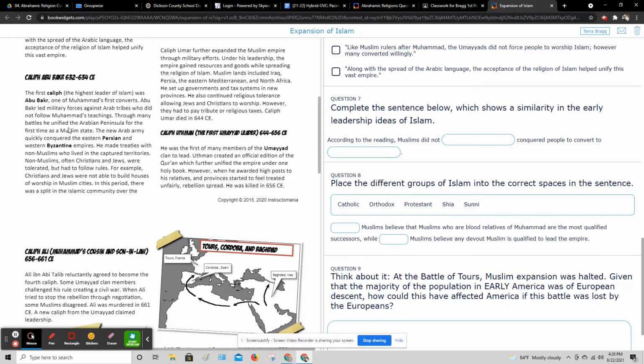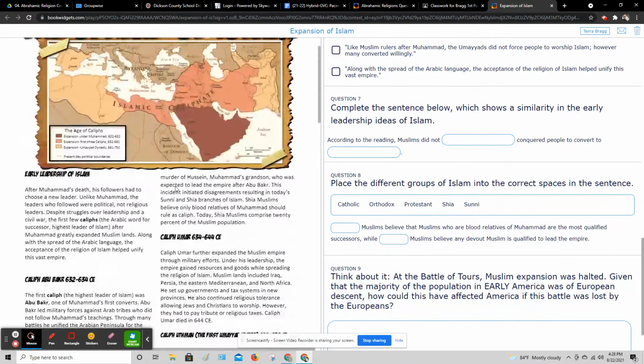In this period, there was a split in the Islamic community over the murder of Hussein, Muhammad's grandson, who was expected to lead the empire after Abu Bakr. This incident initiated disagreements, resulting in today's Sunni and Shia branches of Islam. Shia Muslims believe that only blood relatives of Muhammad should rule as caliph. Today, Shia Muslims comprise around 20% of the Muslim population. That number is slightly lower. Just know that they are the minority. They are the small group.